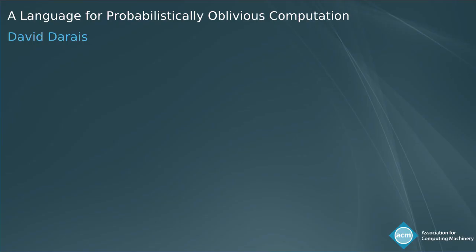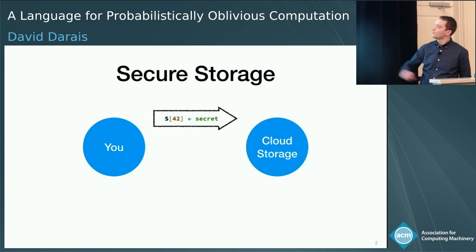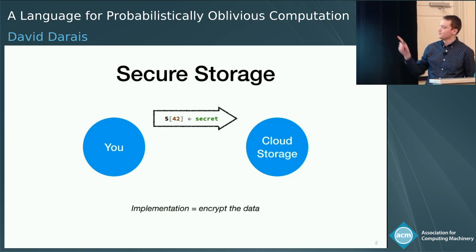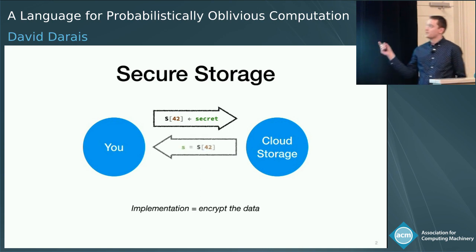So let's imagine for a second that you'd like to use some cloud storage to store some sensitive data. And this storage provider gives you an API. It lets you read at indices like 42 like it's an array, lets you store secrets in there, lets you write stuff. And the implementation here is just to encrypt the data. It's really simple. You can also get your data back by decrypting the data.